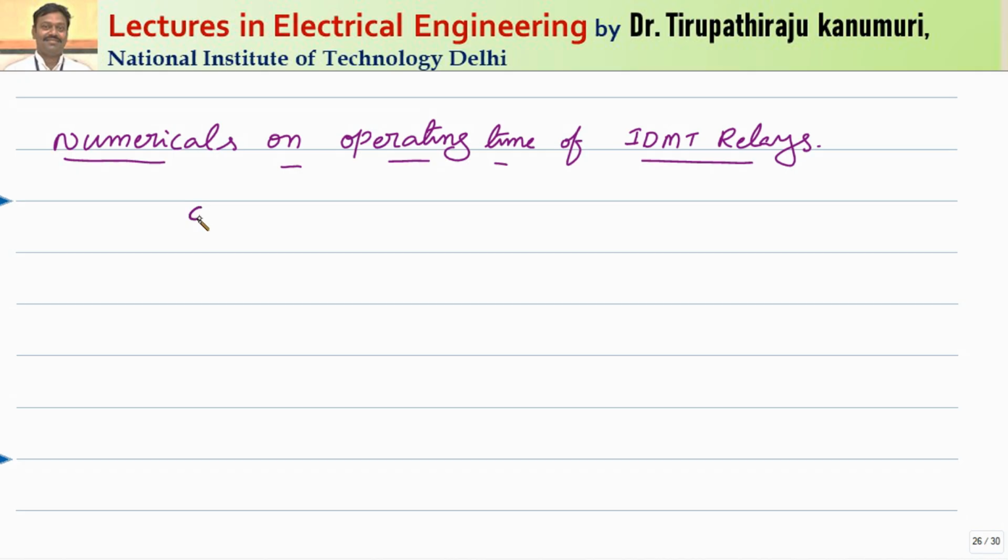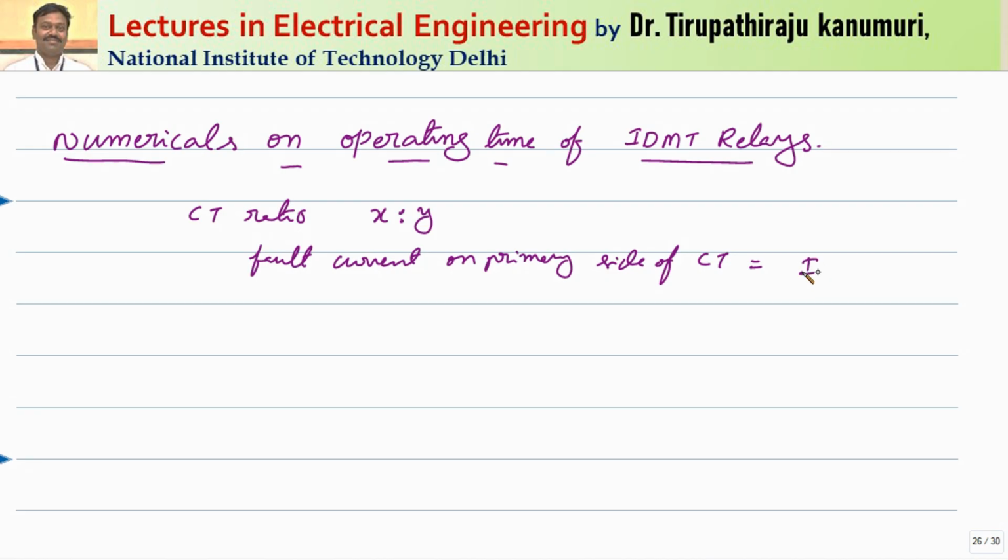The first thing will be the CT ratio, which is the current transformer ratio, which indicates the primary current divided by the secondary current. Let us assume the ratio is X is to Y. X indicates the primary current, Y indicates the secondary current, and let us assume the fault current on the primary side of CT. I am taking it as IF.